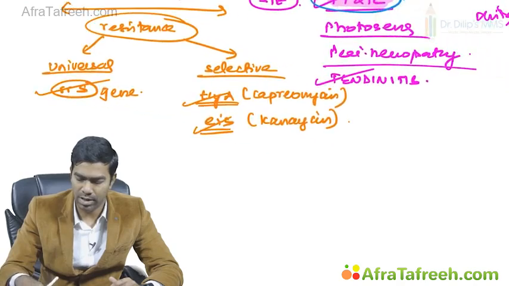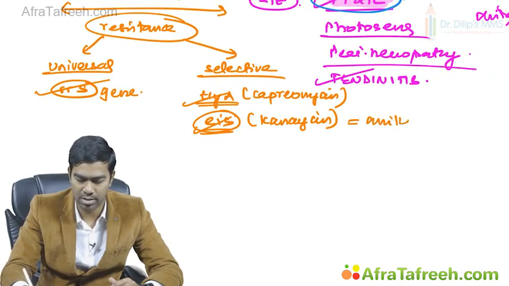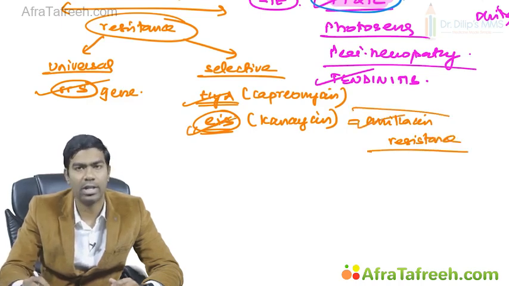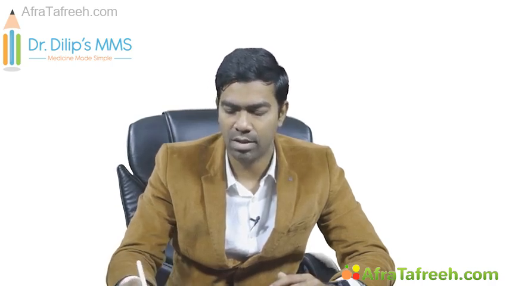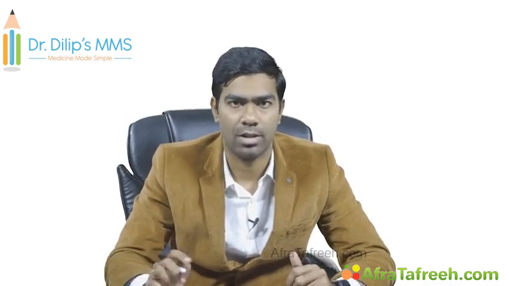Clear? So whenever there is kanamycin resistance, it also means amikacin resistance. Kanamycin resistance means amikacin resistance. But whenever there's kanamycin resistance, it's only equivalent to amikacin resistance, which means your capreomycin will still be effective for treating these patients. So that's a very important point again. Kanamycin resistance means amikacin resistance. In this condition only, your capreomycin may still be sensitive, so you can use capreomycin for patients having only isolated kanamycin or amikacin resistance. Clear? So these are some important points that you have to know.